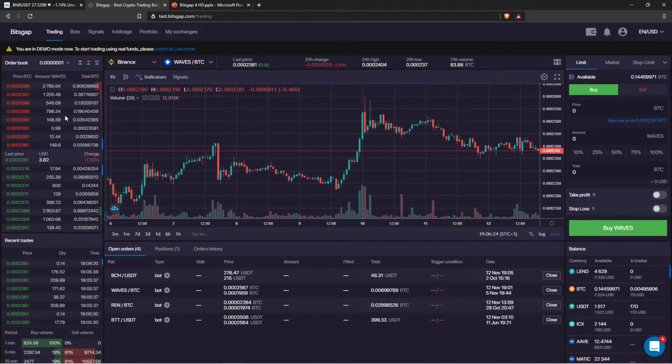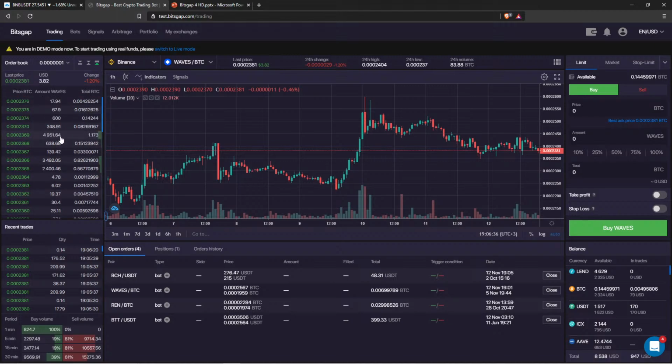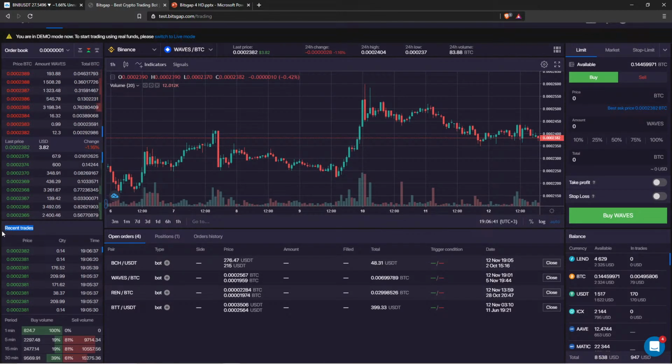So you see the disposition in this case, which you can switch to only the sell mode, so only sell limit orders currently placed in the order book, and the same with the buy limit orders. Below you have recent trades, the one that we had in the previous version as well. Basically that shows you all of the trades that have been recently initiated on the market.